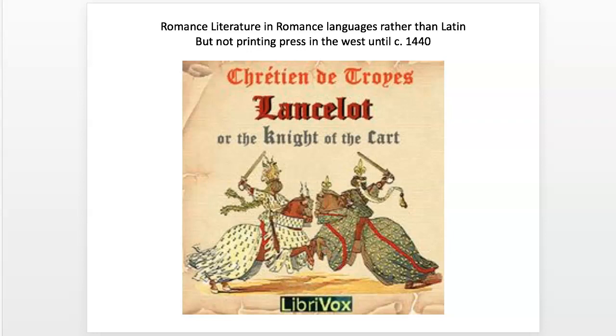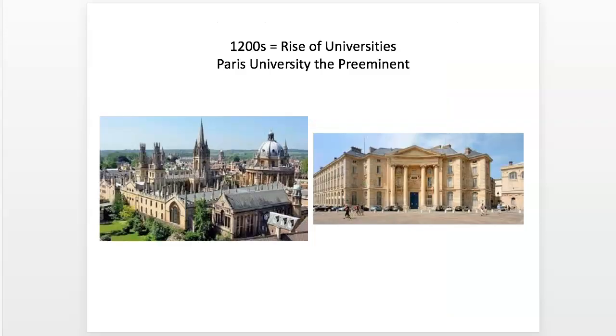The Gutenberg Bible, one of the first printed documents. But we don't necessarily have the printing press right away, but we do have common languages that are beginning to produce works of literature, which is a big deal. And we have in the 1200s the rise of universities. This started happening in the medieval era.